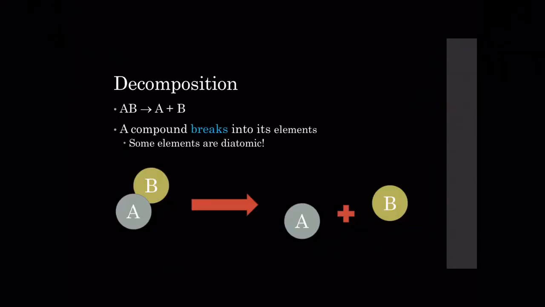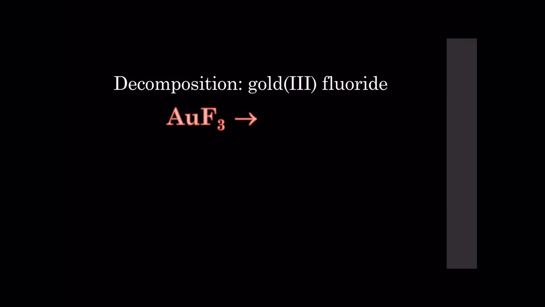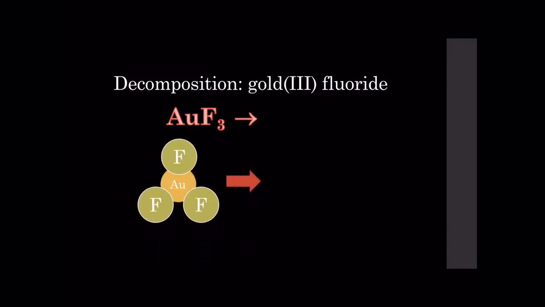Decomposition reactions. Now this time it's the opposite, right? We're going to get the compound and we've got to write the elements. So it's going to take a whole different skill. What we're going to do is we're going to have gold fluoride here, right? So we've got gold with 3 fluorines around it.